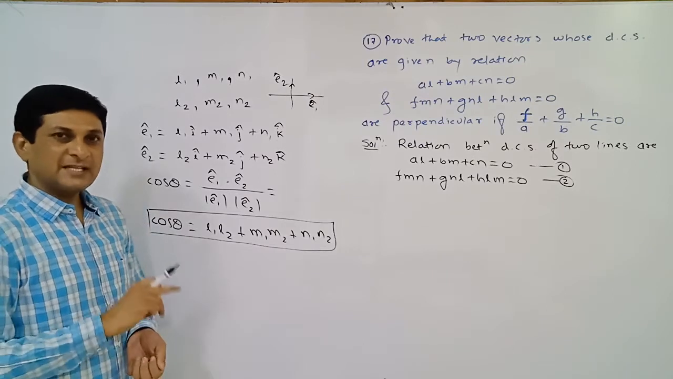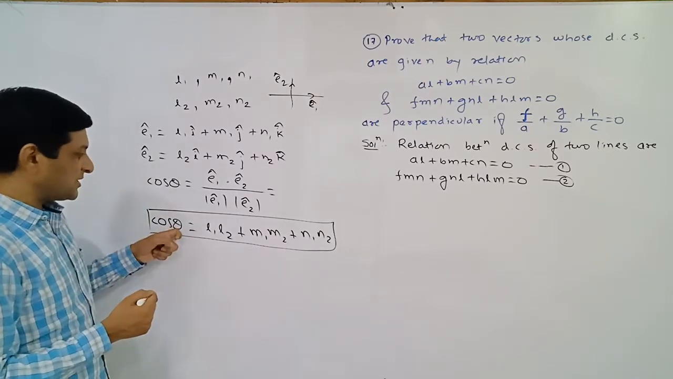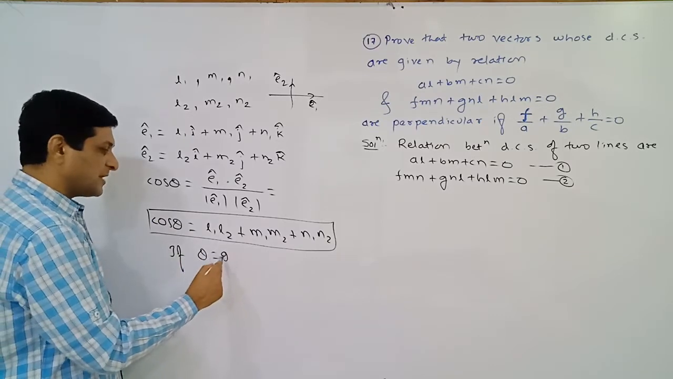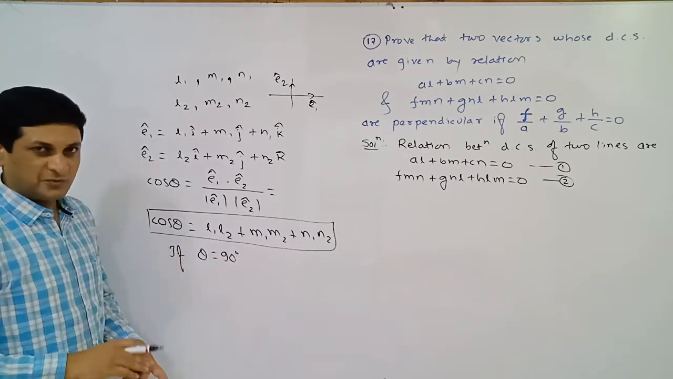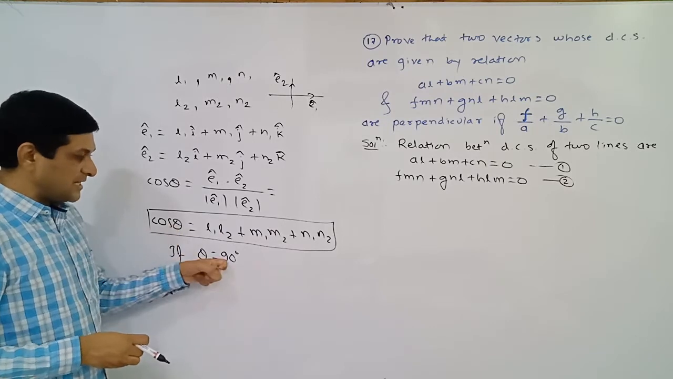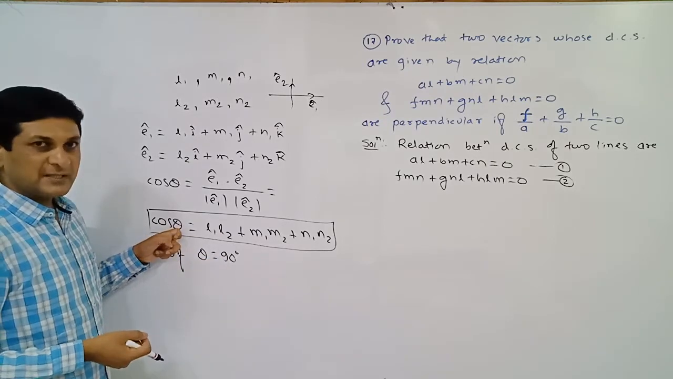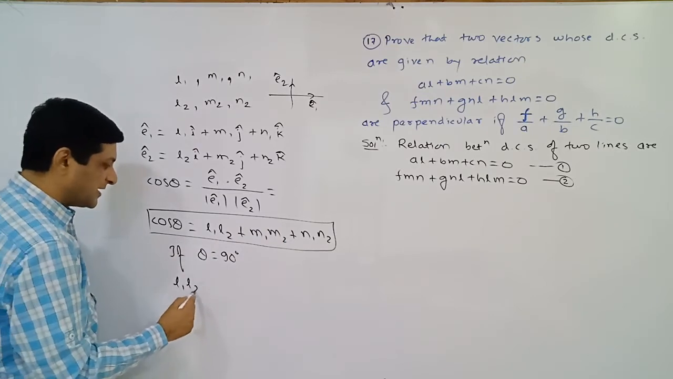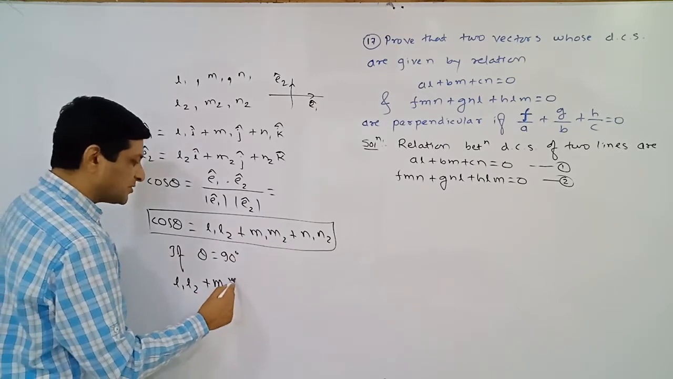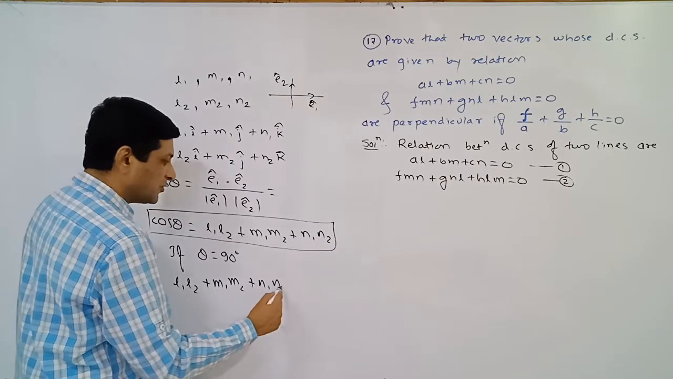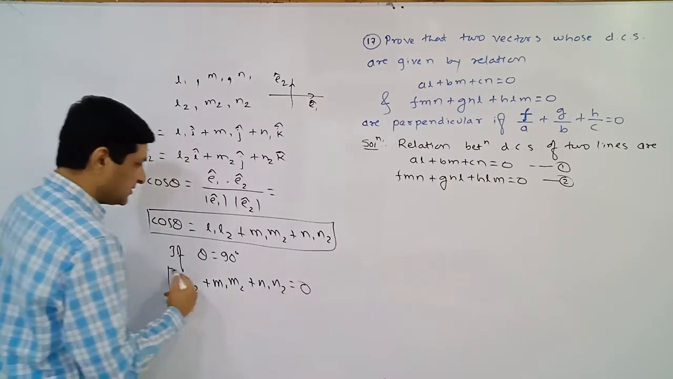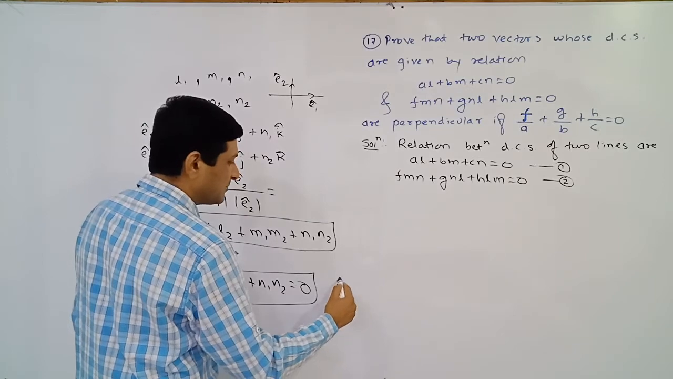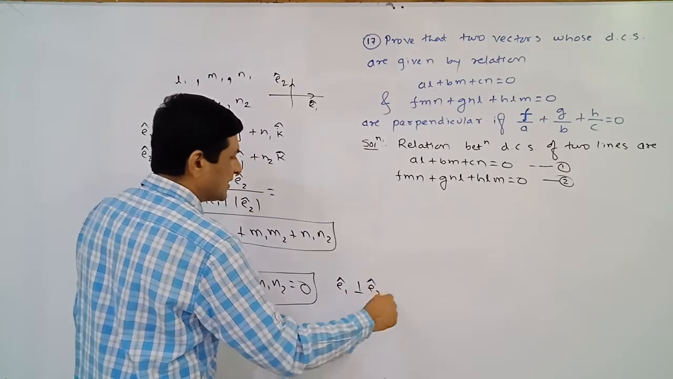Now, if the lines are perpendicular, at that time this theta will be equal to what? 90 degrees. If theta is equal to 90 degrees, let us see what we will get. If I am substituting theta equal to 90, what is the value of cos 90? 0, which means the value of which expression will be equal to 0? L1 L2 plus M1 M2 plus N1 N2 will be equal to 0. So this condition is satisfied if two vectors are what? Perpendicular, or if two lines are perpendicular to each other.